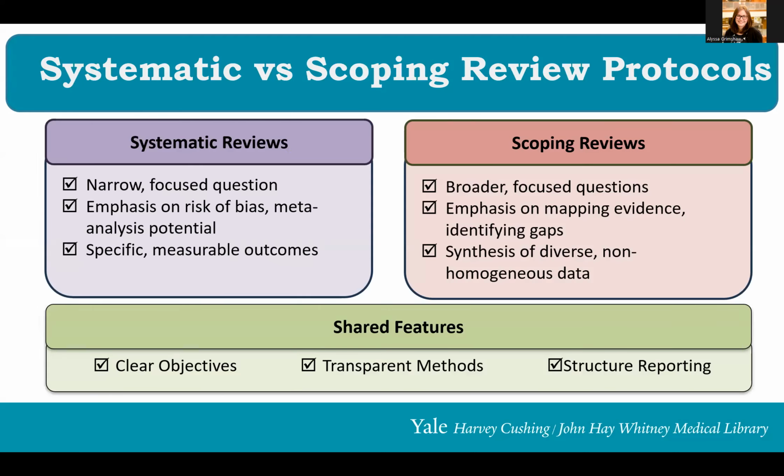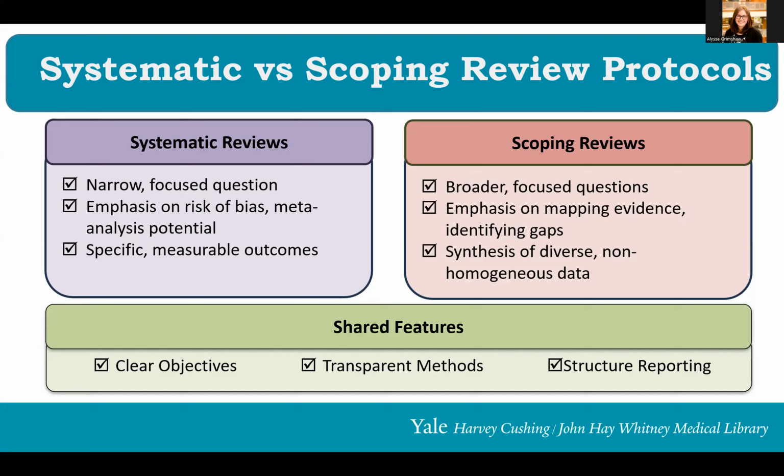Okay, so when we're thinking about systematic versus scoping review, and so these could also be described not only in the protocol, but also the actual written review too. But systematic review protocols are designed to answer a narrow, clearly defined question. They emphasize bias and often include the possibility of a meta analysis. Their objectives are very specific and very measurable.